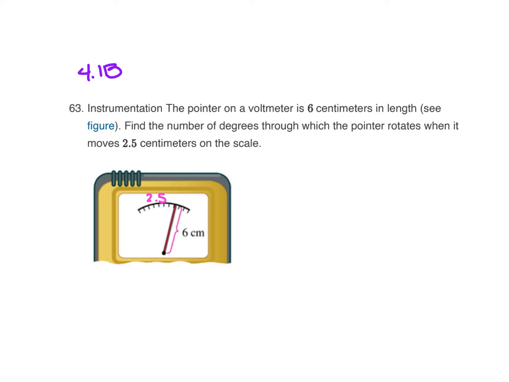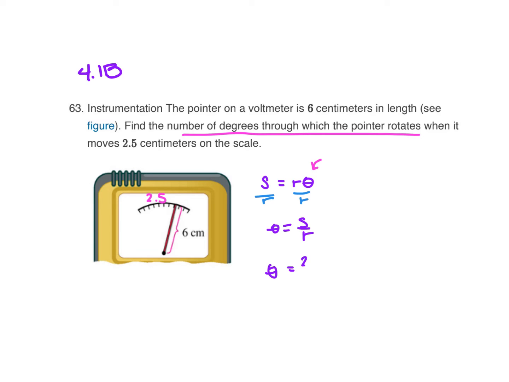So we're going to use that formula, S equals R times theta. Now what we're trying to find is the number of degrees to which the pointer rotates. So we're trying to find the angle. So let's change the formula by dividing by R. So now we have theta equals S over R.